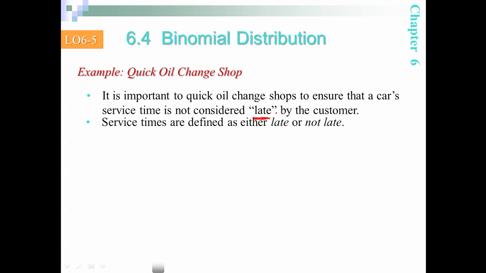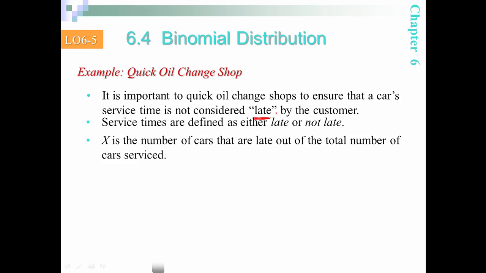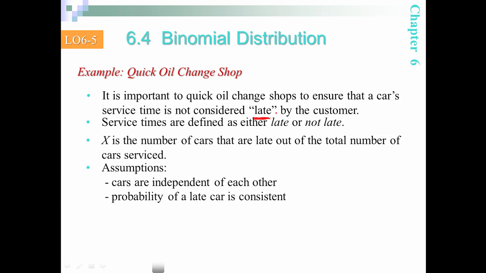So we have two possible outcomes, either late or not late, and in a given day there are going to be X cars that are serviced. Sorry, of the cars that are serviced, X is going to be the number that are late out of the total. So we're saying late is a success, although you might call that a failure in real life. And so the assumptions we have here are that the cars are independent of each other.